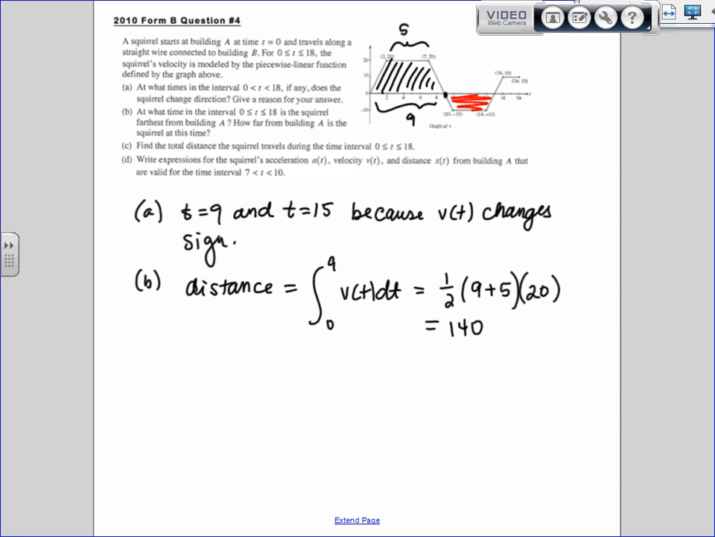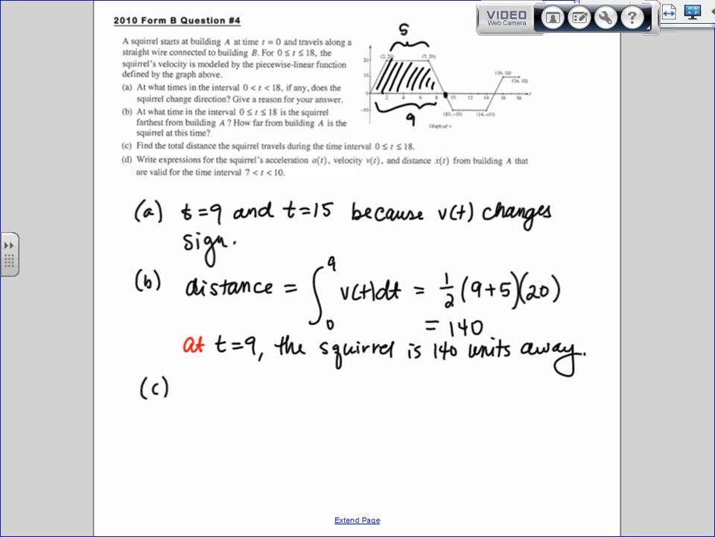So what's happening during this piece right here? It's going back towards the building A. Does that make sense? So we're talking about really displacement. I use distance and it's positive in that part. So maybe I should write t equals 9. At t equals 9, the squirrel is 140 units away. It would be helpful if they gave us some units, but whatever.